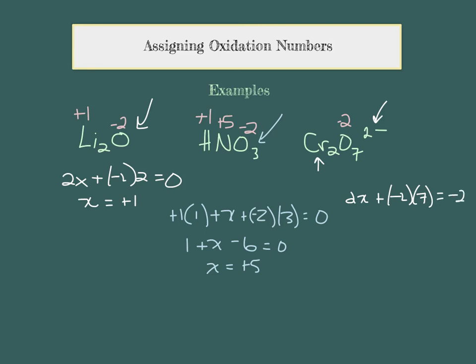So if I simplify this, we'll have 2x minus 14 equals -2. When I add over the 14, we end up with 2x equals +12. Divide over the 2, and we'll see that our x is equal to +6. That means that the oxidation number of the chromium in this case is +6. Now we need to move on to how we use oxidation numbers to balance oxidation-reduction reactions.